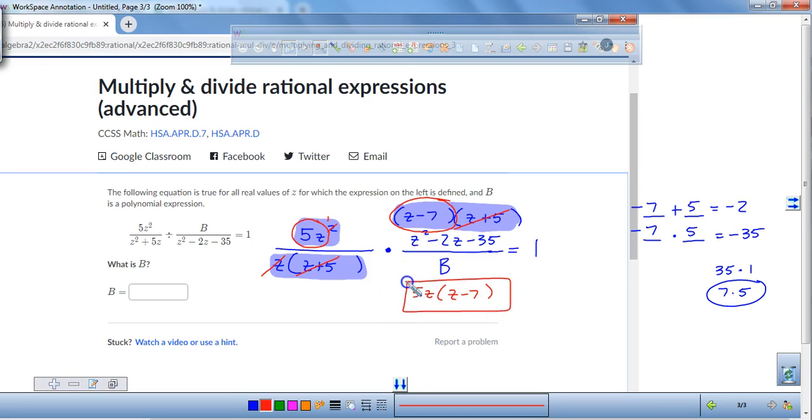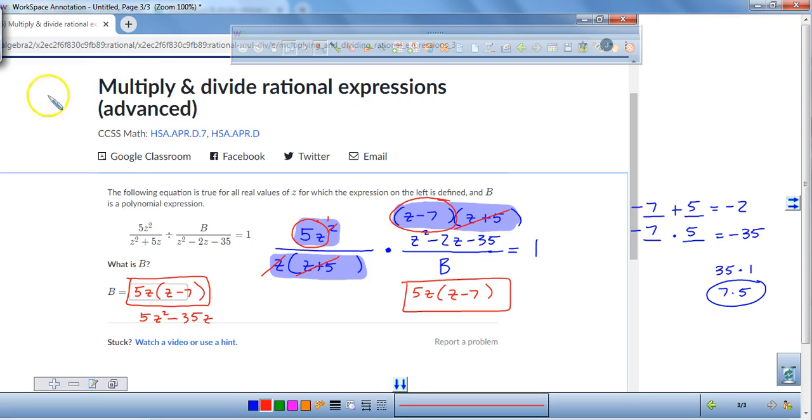So this is going to be my answer. I had to find the number to put here that would make this expression equal to the number 1. So I'm going to put in, and you don't even have to distribute. You can just leave it. Or if they're going to make you do 5z squared minus 35z, then you'll know, because I'll get it wrong. But from my experience, you can just leave it in factored form unless they specifically say leave it in expanded form. So I'm going to put 5z, parentheses z minus 7.